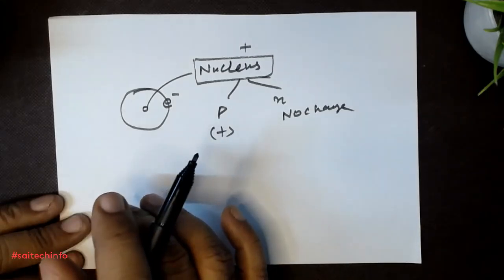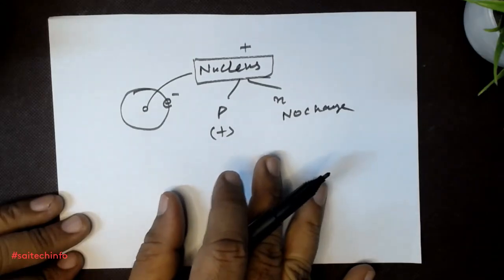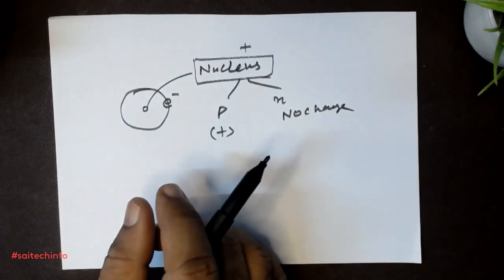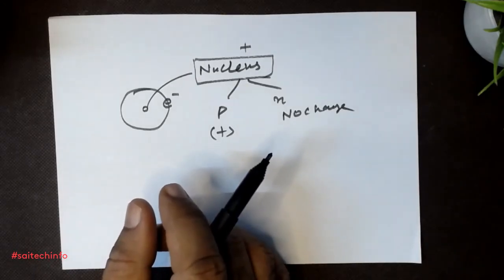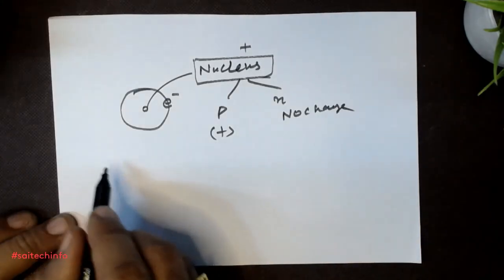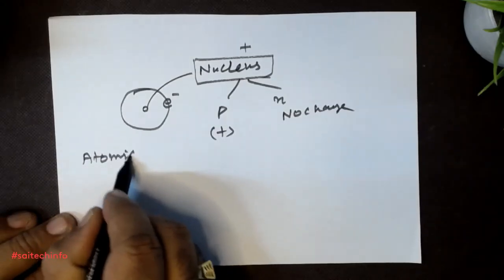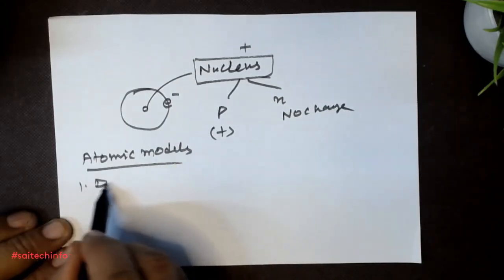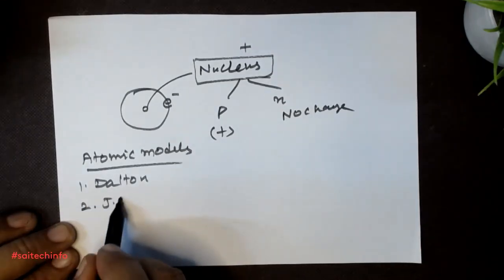Now let me confine my idea about the atom with respect to a particular model. When we talk about the atomic models, as I already suggested, we have discussed Dalton's model. So take down atomic models. We have Dalton's model. Second, J.J. Thomson's model.